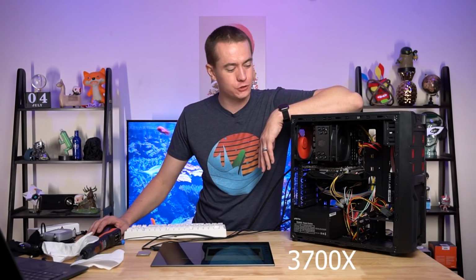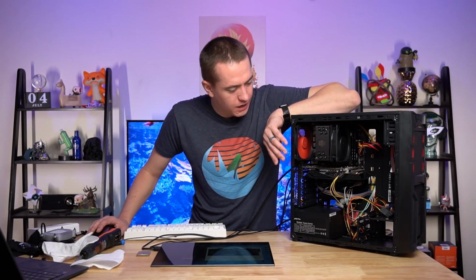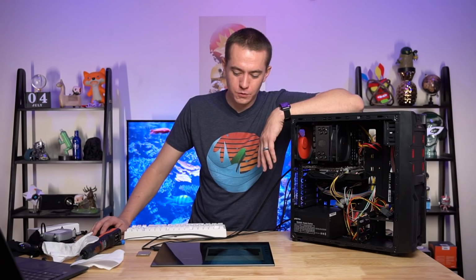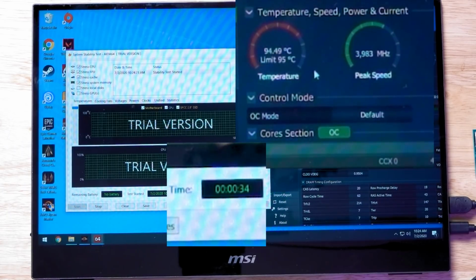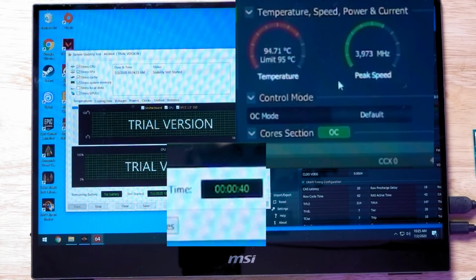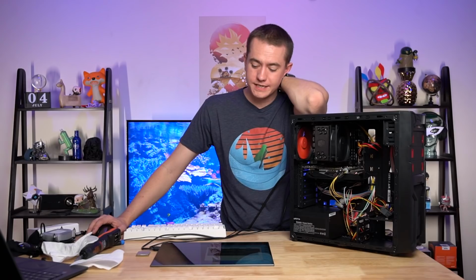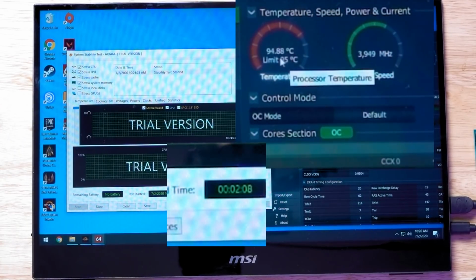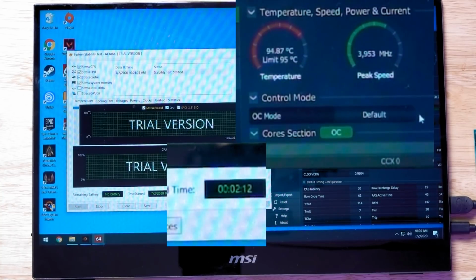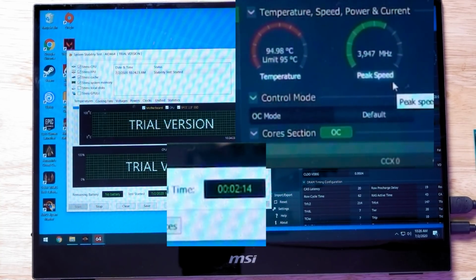So I don't have high hopes that the 3700X can actually be run on a CPU cooler that you forgot to take the plastic off. Yeah, now we're hitting the limit of 95 degrees, which is gonna start dropping our CPU clocks sometime soon. So 2 minutes into the stress test, we are still hovering right around that 94.5 to 95 degrees Celsius mark, but our clock speeds actually haven't dropped.